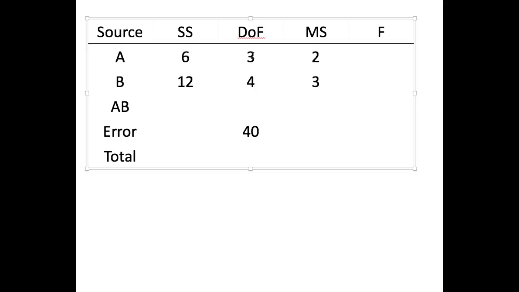I don't have any information on AB, but I do have the degrees of freedom for A and B. What I can do is just multiply them together, and I have AB. And since I was given the error degrees of freedom, I can add everything up and get my total degrees of freedom. So we have 3 and 4 is 7, plus 12 is 19, plus 40 is 59. And there's that Anova table.